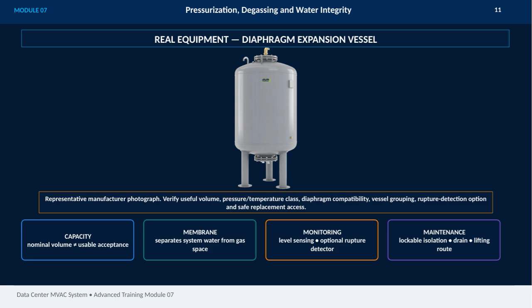Monitoring features often include level sensing and an optional rupture detector for safety. Maintenance is made easier through lockable isolation valves, drainage points, and lifting routes for safe handling. Always refer to the manufacturer's specifications for useful volume, pressure and temperature ratings, diaphragm compatibility, vessel grouping, rupture detection options, and safe replacement procedures. This ensures reliable and safe operation within your system.